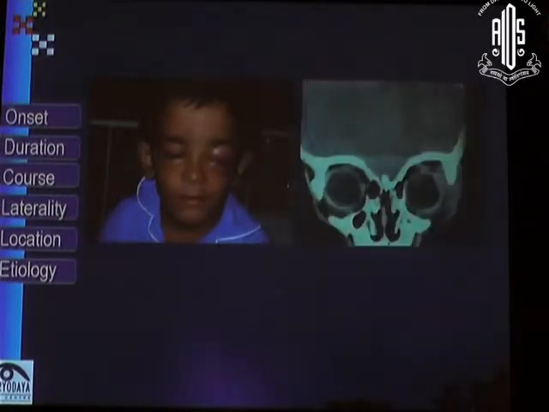So, is this again an orbital cellulitis? We did a CT scan, and what we found is that there was significant swelling in the lacrimal gland on the left side with indentation of the globe.